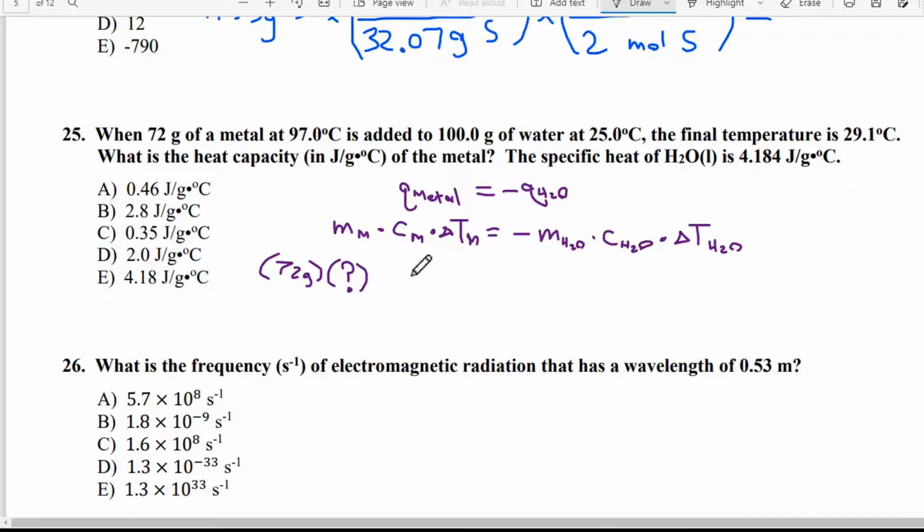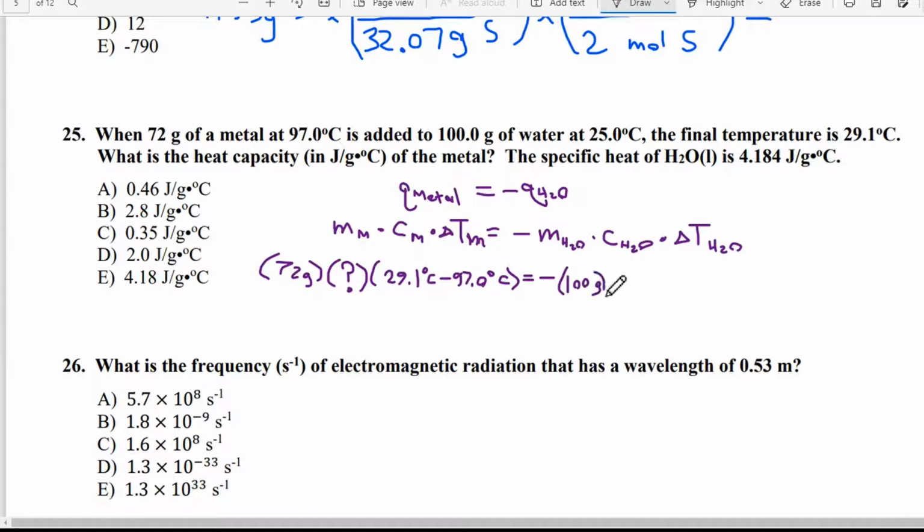And then, what about the delta T of the metal? Actually, it's final minus initial. So what's the final temperature? Yeah, 29.1. So 29.1 degrees Celsius minus the initial, which is 97, right? And that's equal to the negative mass of the water, which is what? 100 grams.